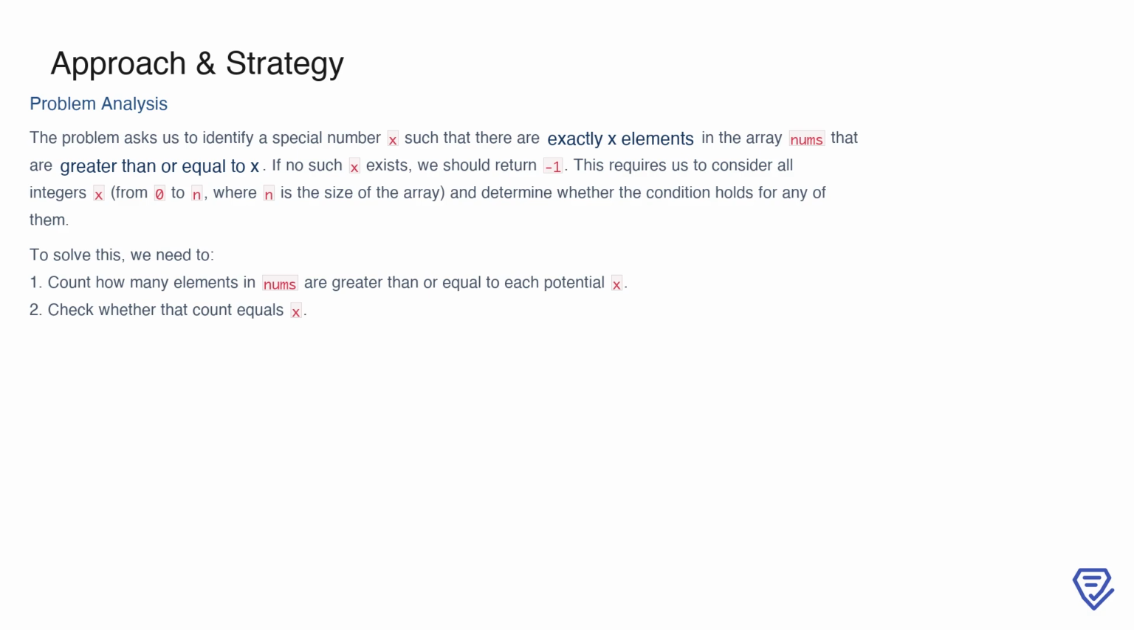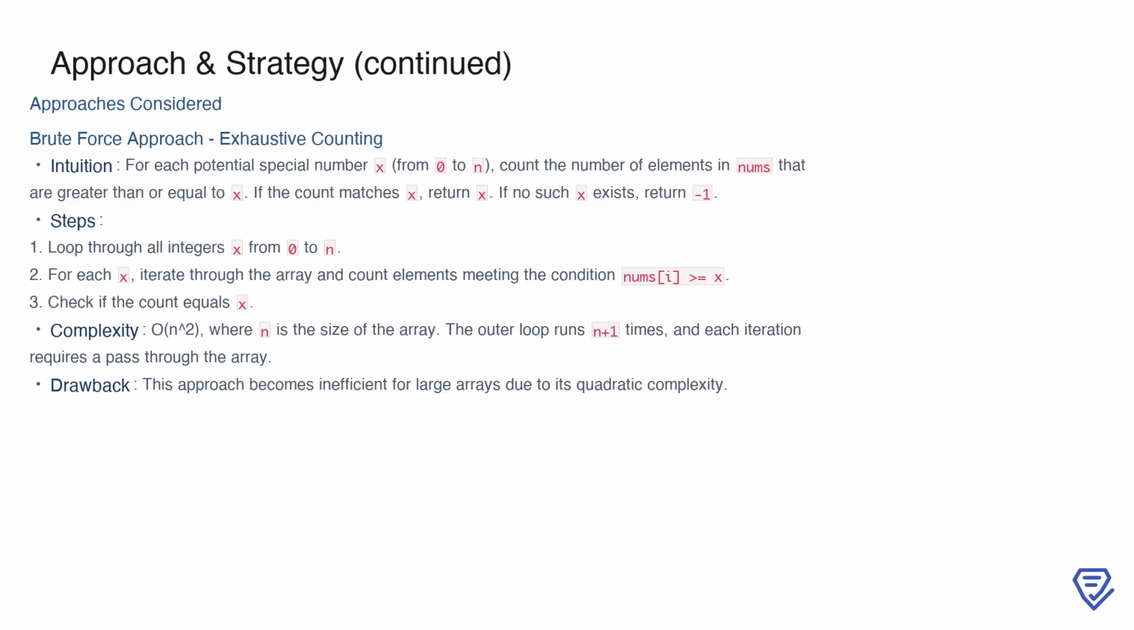This boils down to counting elements in the array that meet the condition for each potential x and verifying whether the count matches x. Our goal is to find an efficient way to perform this check for all possible candidates of x. One approach to solving this problem is by using a brute force method. The idea is straightforward. For each possible value of x from 0 to n, we count how many elements in the array are greater than or equal to x. If the count equals x for any of these values, we return that x, otherwise, we return -1.